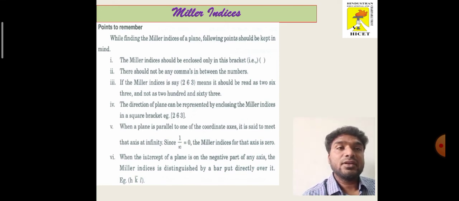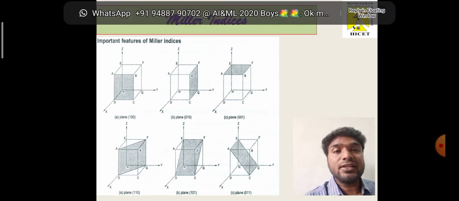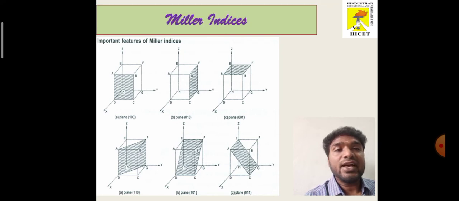Now I will show some images corresponding to Miller indices. Please consider the first figure. In that, the shaded portion is the plane which is making an intercept. The shaded portion will be called a plane intercepting a particular axis. So please look at the figure. First we have to consider three coordinate axes x, y, z. The next thing we have to consider is where it will be intercepting.